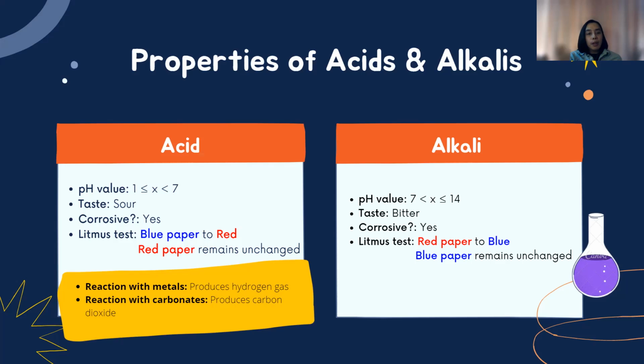Now, for acids, we also have two extra properties that we can use to identify it. First one will be the reaction with metals. So when we use acid to react with metal, it will produce hydrogen gas. Second, it can also react with carbonates. So when acid comes in contact with carbonates, it will produce carbon dioxide.